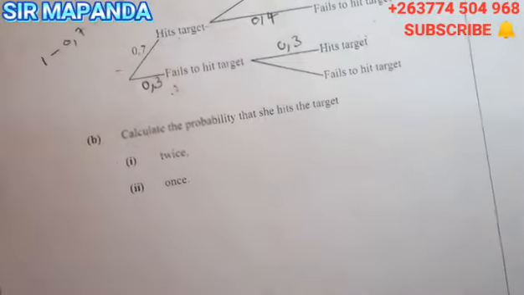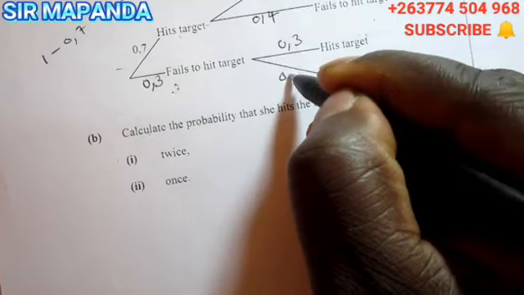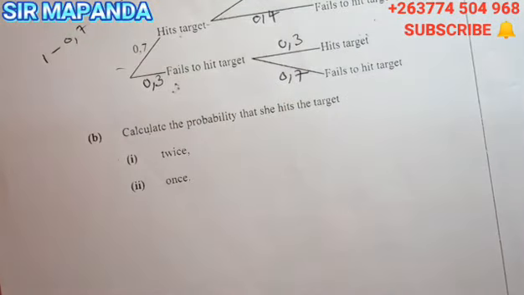I hope you are listening. So likewise, the 2 branches must add up to 1. It means that we have 0.7 here. Then you get yourself 3 marks for the completion of the tree diagram. We move on to part B.